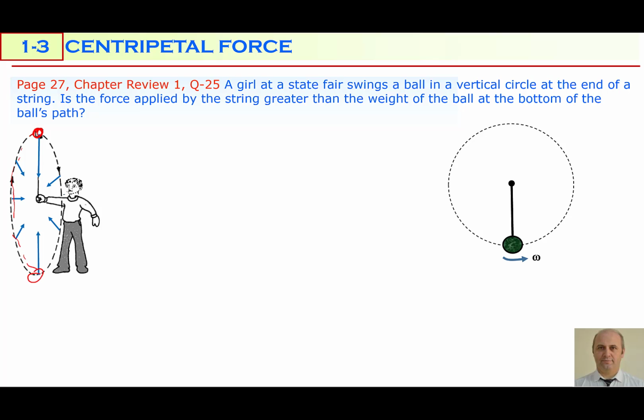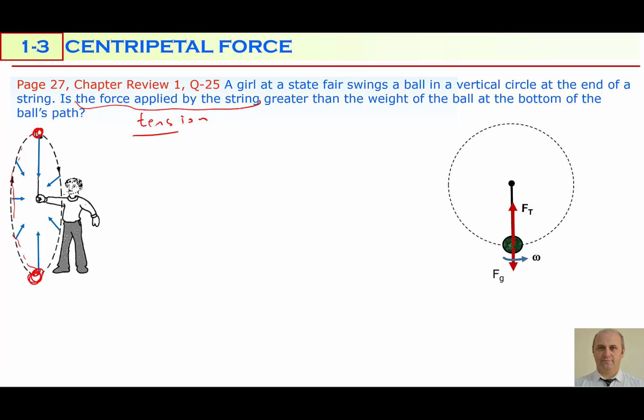The question is about the bottom, so I draw the model on the right side. Two forces will be acting on the ball when it's at the bottom. One of them is the gravitational force, and we know that gravitational force always acts downward. So Fg. The second one is the force applied by the string. In which direction is the string pulling the object? It's upward. That's why the force applied by the string, called the tension force, is acting upward.